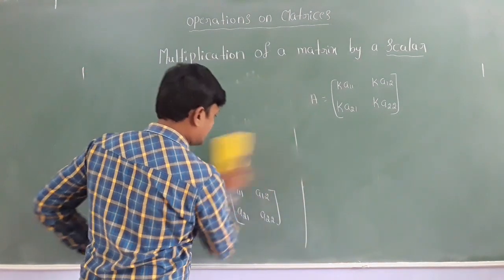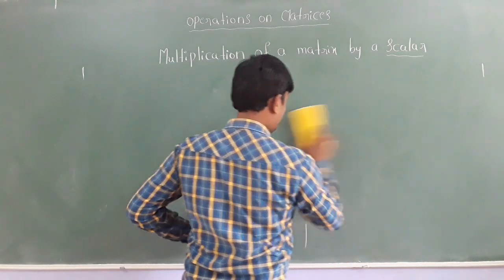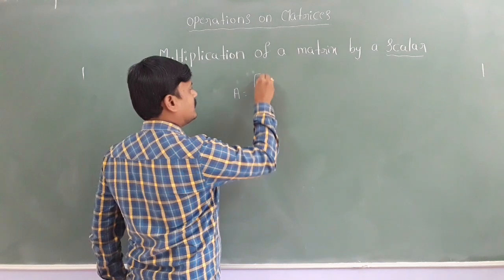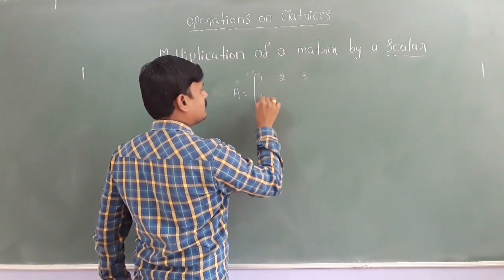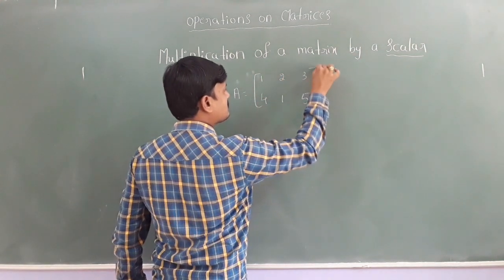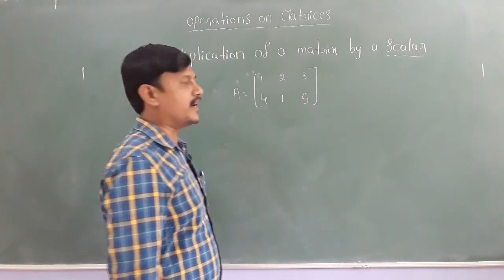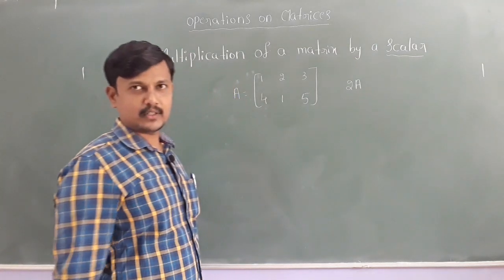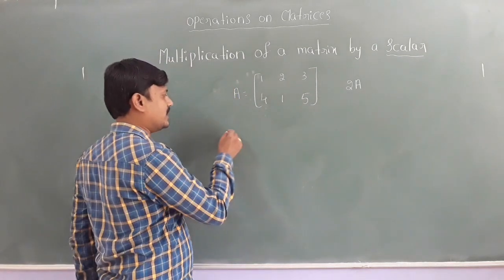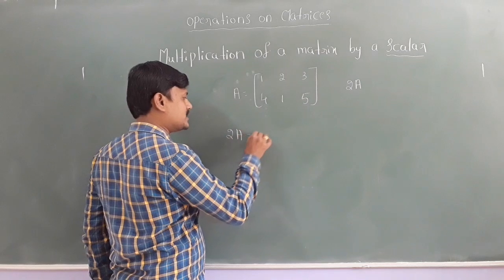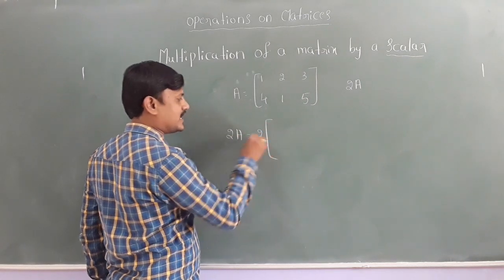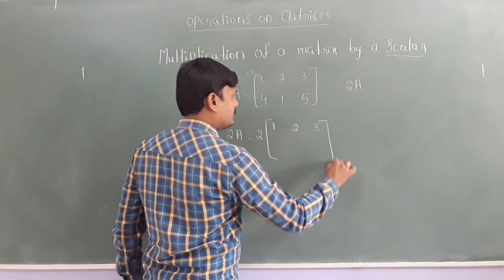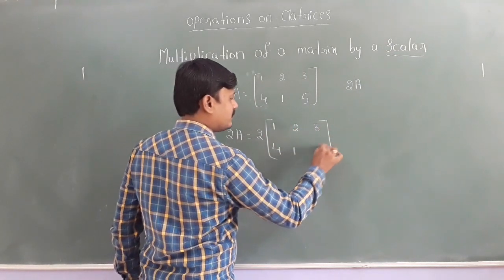For example, consider a matrix A: 1, 2, 3, 4, 1, 5. It is matrix A. Then we have to find out the value of 2A. 2A means 2 into A, so 2 as it is. 2 is the scalar and A is the given matrix here: 1, 2, 3, 4, 1, 5.